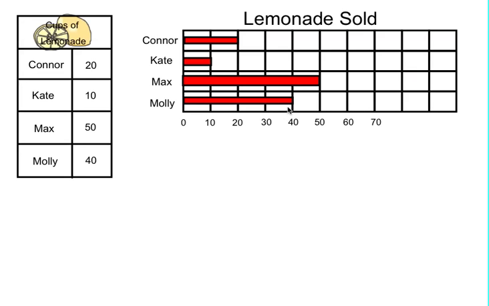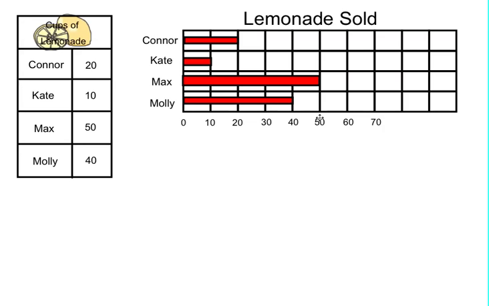You can use the bar graph to find and to compare data. Who sold the most cups of lemonade on this bar graph? Max sold the most. Look at how long his bar is. It goes the farthest. So you can tell, even without looking at the number, that Max must have sold the most. He sold 50, which is more than anyone else.